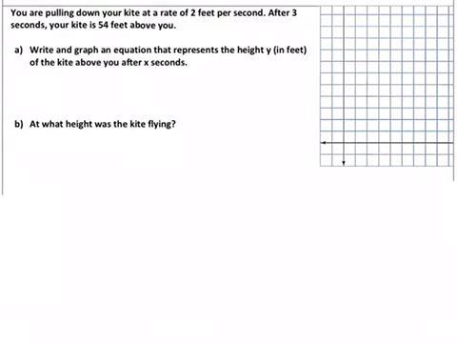The next scenario talks about a kite, and we're pulling down the kite at 2 feet per second, and after 3 seconds, your kite is 54 feet above you. So what you're going to do is the exact same thing as before. You're going to start graphing some things. You're going to have a slope, and you're going to have to write your equation. So use the earlier example to help you out, and pause the video, come back and check your answers. Make sure you graph and label your graph correctly, and then answer B. See what height the kite was flying at.